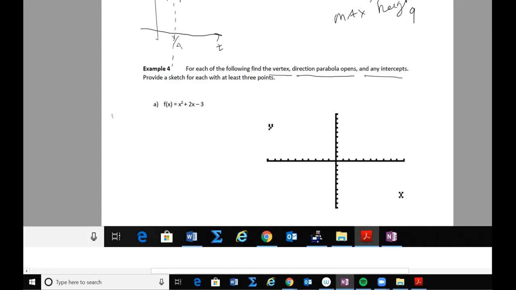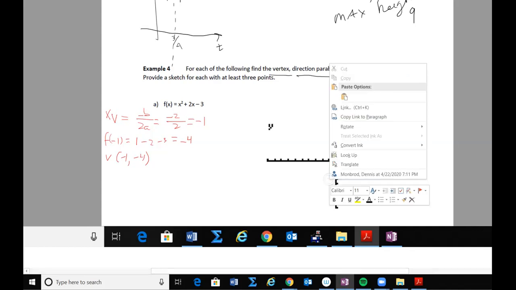Let's get the vertex first. x equals negative b over 2a. So that's negative 2 over 2, which is negative 1. Let's calculate f of negative 1. It's going to be 1 minus 2 minus 3, which is minus 4. So there's our vertex, negative 1, negative 4. Negative 1, 1, 2, 3, 4, right there.